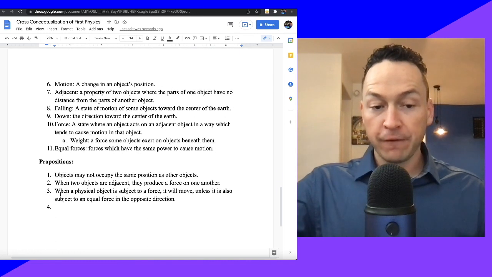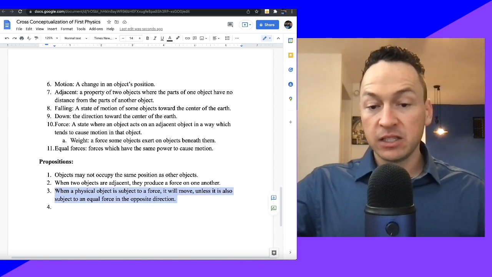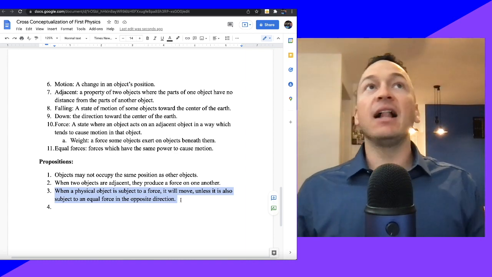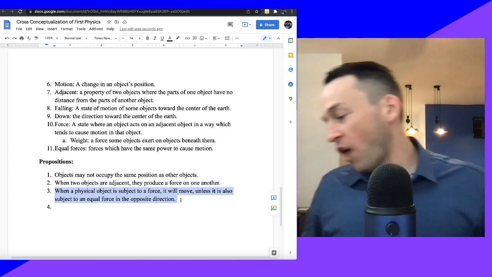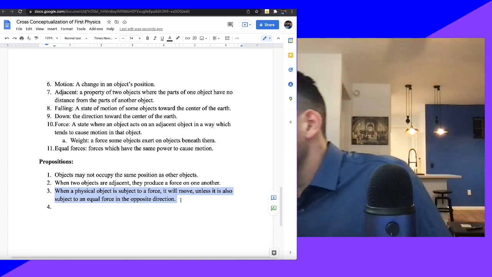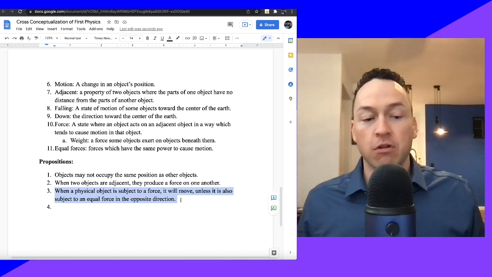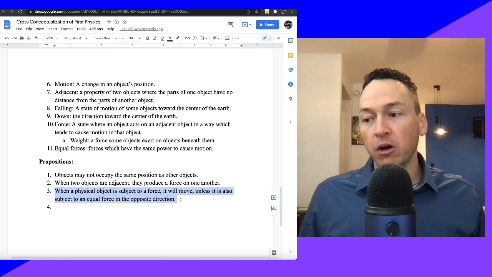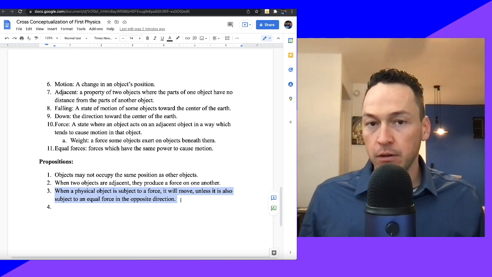Well, look at this. When a physical object is subject to a force, it will move unless it is also subject to an equal force in the opposite direction. That's wrong. Well, it's right in a certain context, but Galileo knew that this was wrong. He knew that a force causes a change in motion. Force is not required for the maintenance of motion itself.